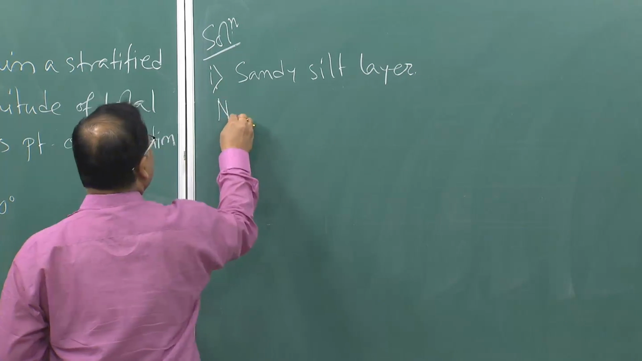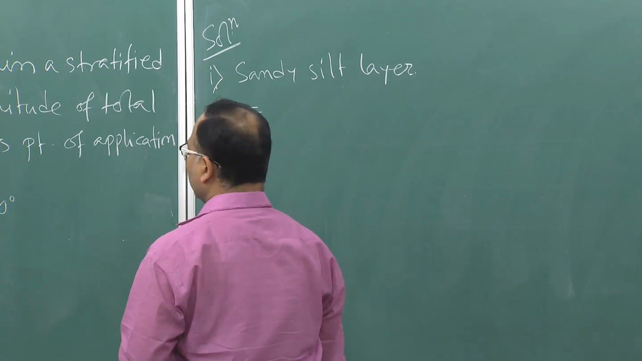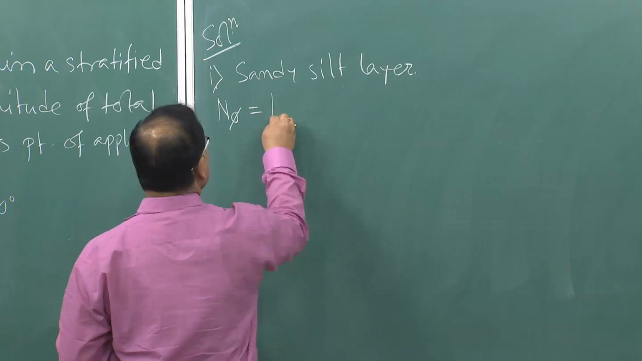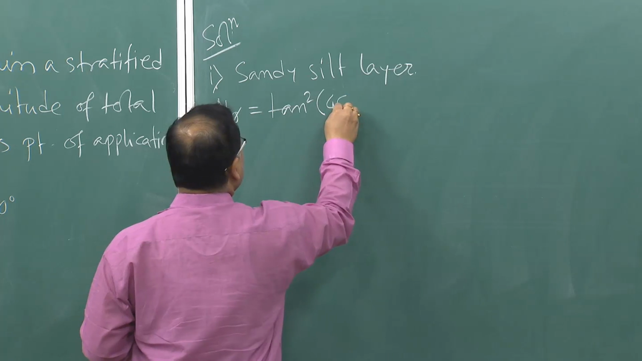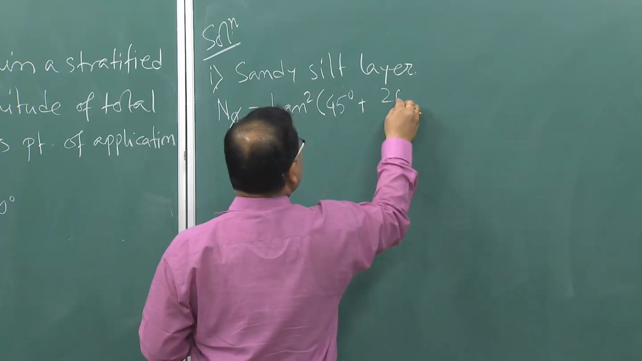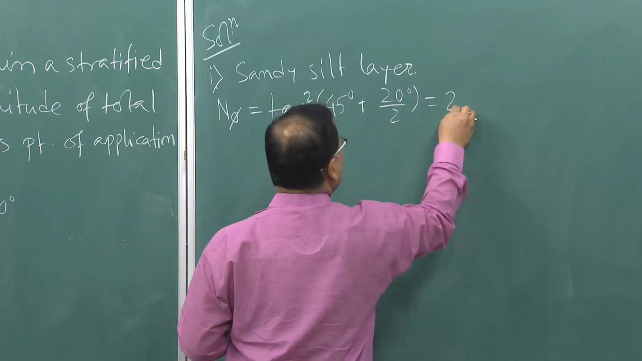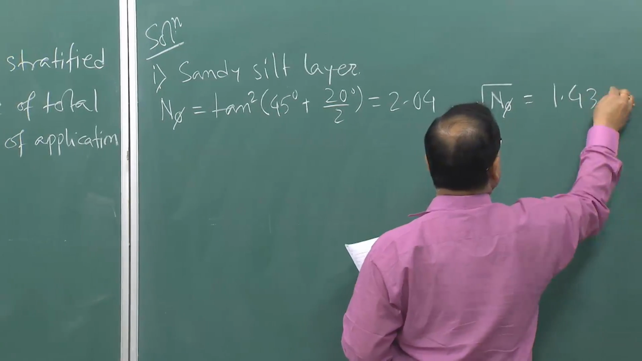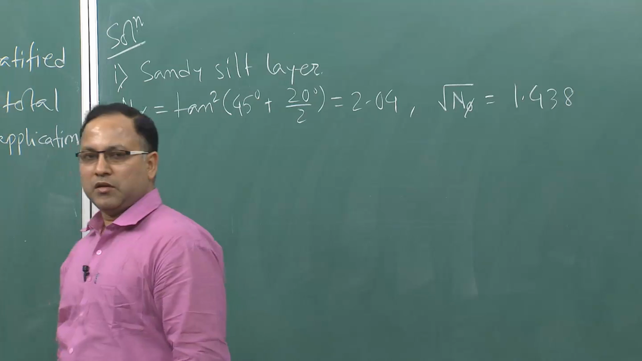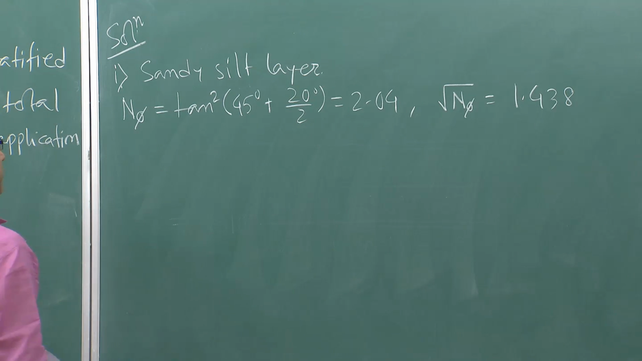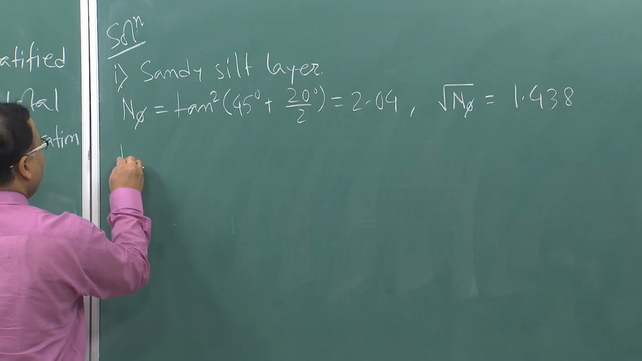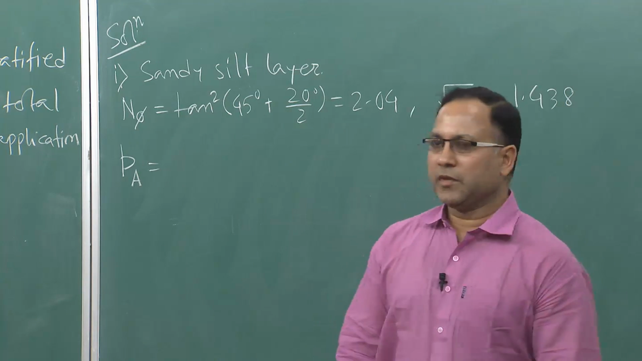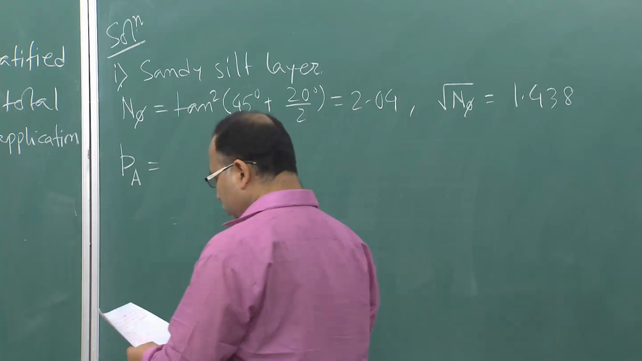Okay. So, we calculate n phi because we need to know n phi and root over n phi that is there in the equation. So, n phi is tan square 45 degree plus 20 by 2 degree, which gives me 2.04 and subsequently root over n phi is 1.438. So, these things we can calculate beforehand before going to the actual analysis. Okay. So, therefore, PA, that means active earth pressure at point A, that means at the top of the wall. So, what is the magnitude of PA?